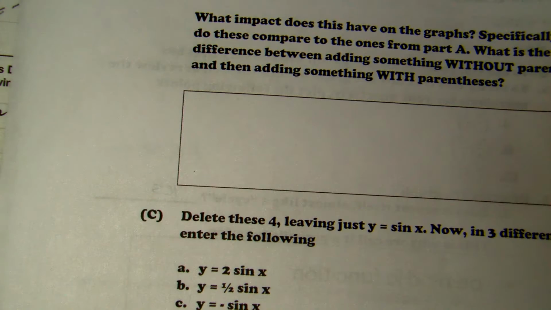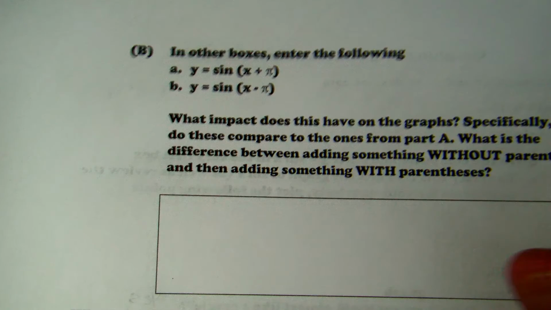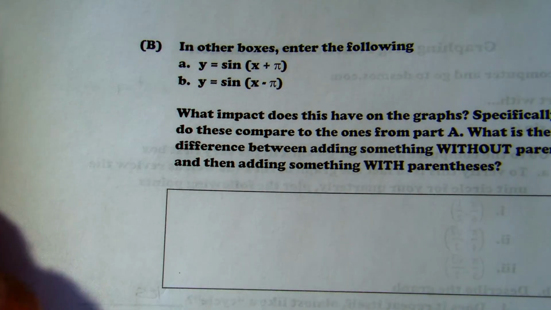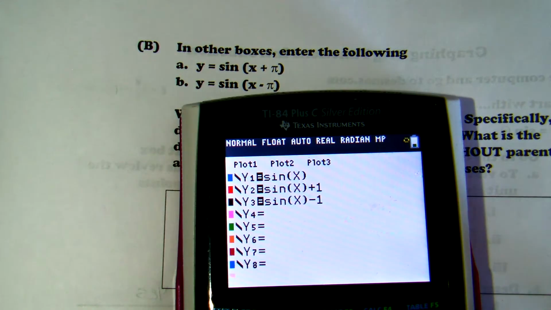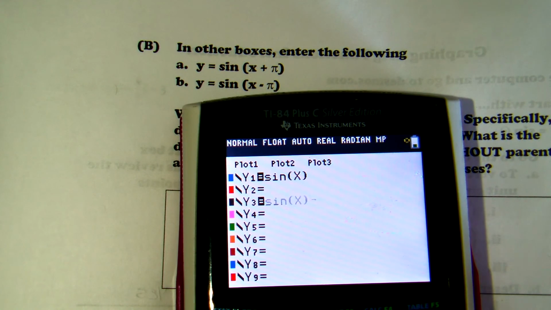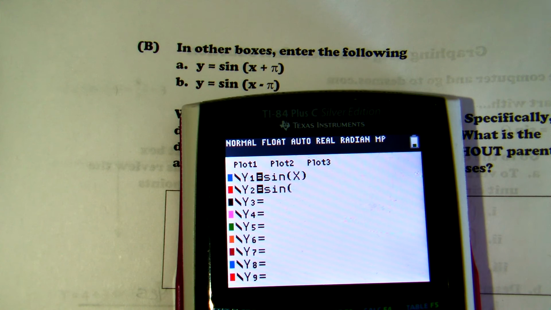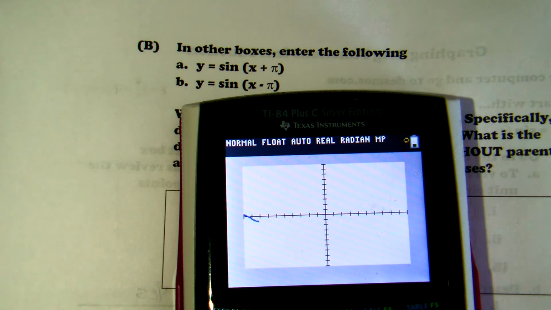Now it says in other boxes, enter the following: x plus pi, x minus pi. So delete those. All right, and sine of x plus pi and sine of x minus pi. So again, we're adding and subtracting, but this time we're doing it inside parentheses. So let's see what that does. So there's my sine x, what we would call the mother function from last year.